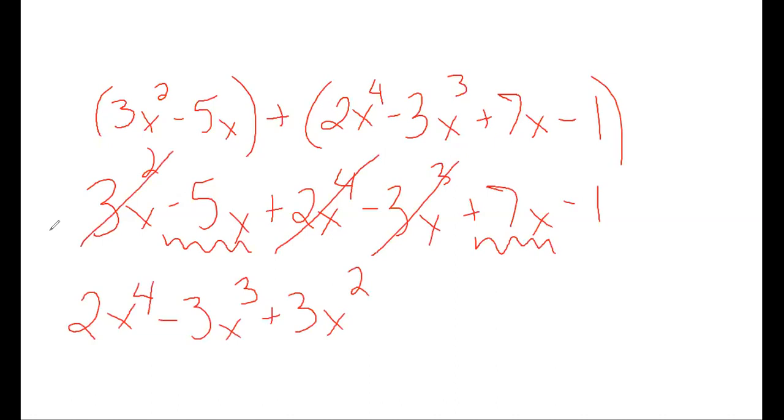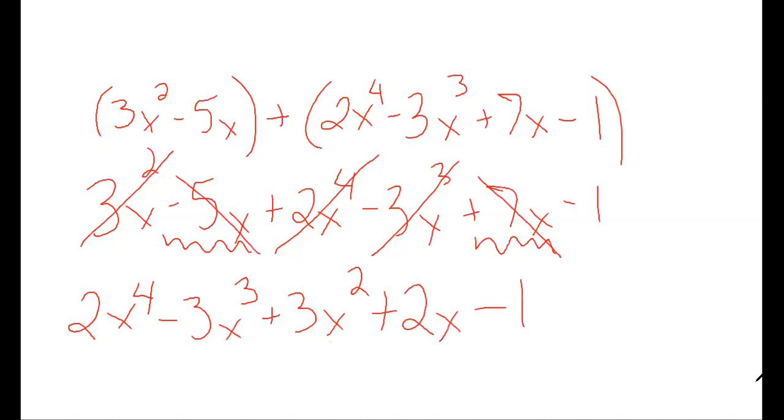Now I have to combine my x terms, so I'm going to add negative 5 plus 7, and that's going to give me a plus 2x. And now those are done, and then I have my minus 1. And that would be my final answer. I have nothing else that I combine. So addition is really just ignore the parentheses, combine like terms, and always write in descending order.